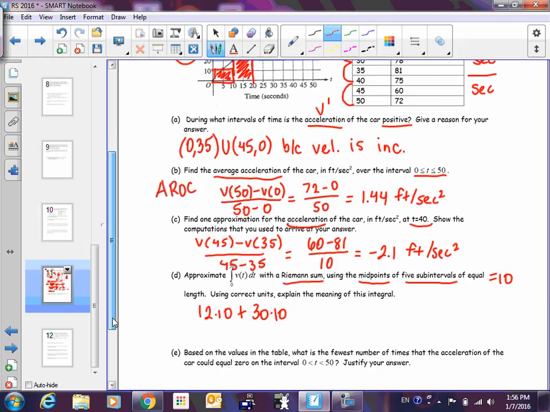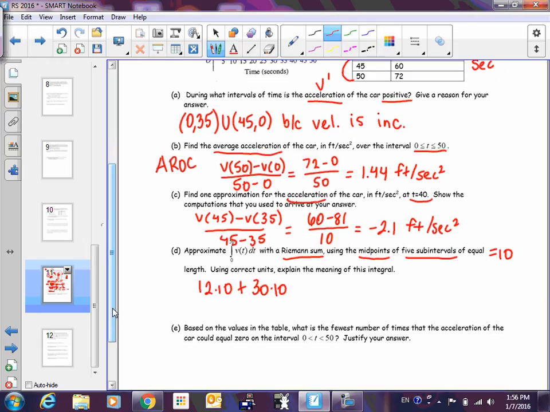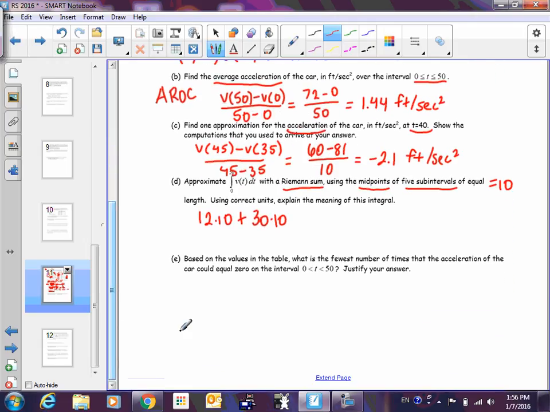If you're already done with D, go ahead and try E. Because each subinterval is 10 seconds.